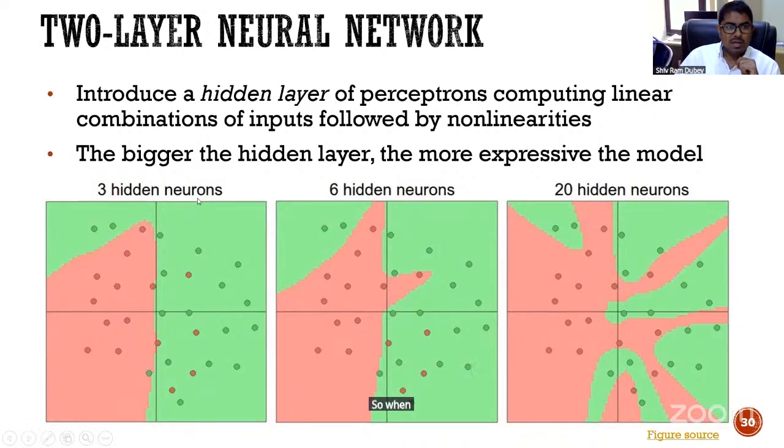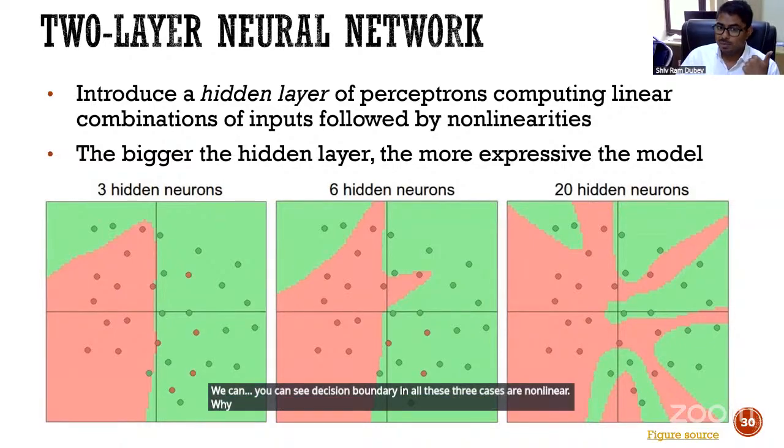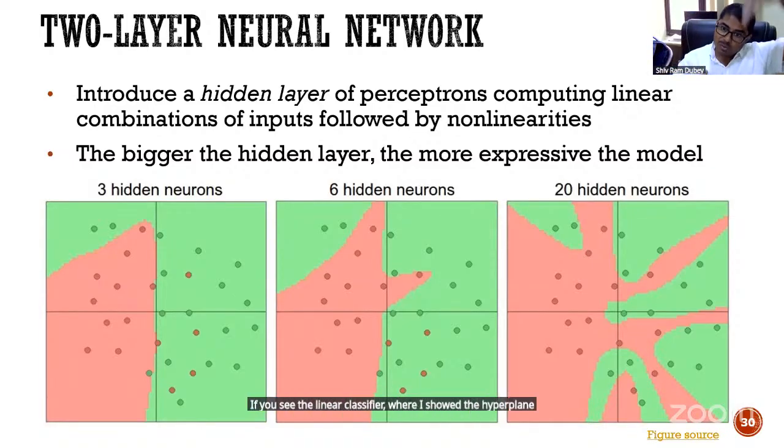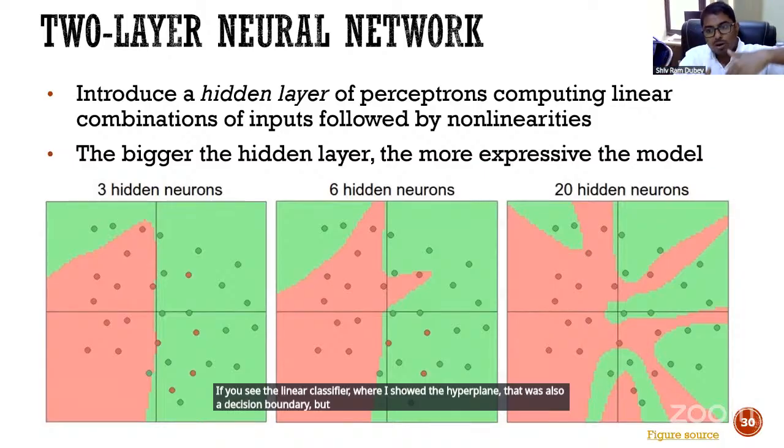So when we have 3 hidden neurons, you can see the decision boundary in all these three cases is non-linear. Why non-linear? Because we have a neural network, we have non-linearity layers there. So the decision boundary is not linear, but non-linear. If you see the linear classifier where I showed the hyperplane, that was also a decision boundary, but that decision boundary was a linear decision boundary. Now here, this is a non-linear decision boundary.